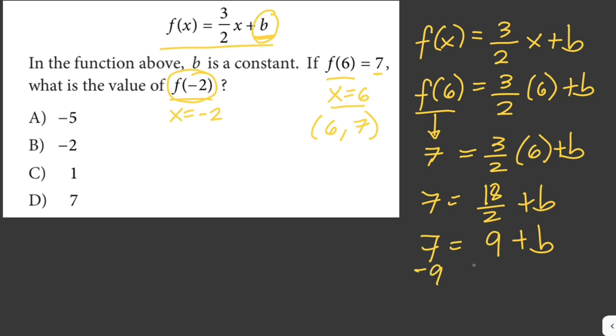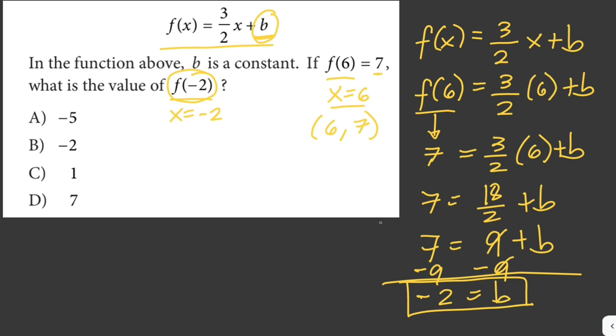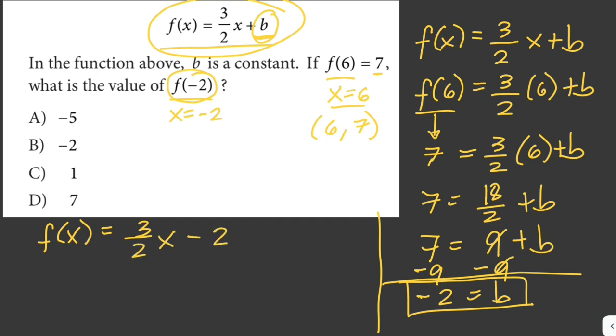We subtract 9 from both sides. So 7 minus 9 is just negative 2 equals b. So the value for our b is equal to negative 2. So our equation now, this function, would be f of x equals 3/2 x minus 2. So that is plus the value of b, which is negative 2. That's why this is minus 2.